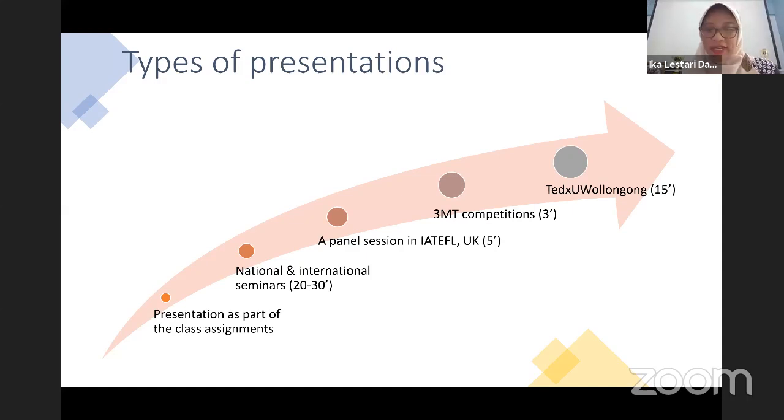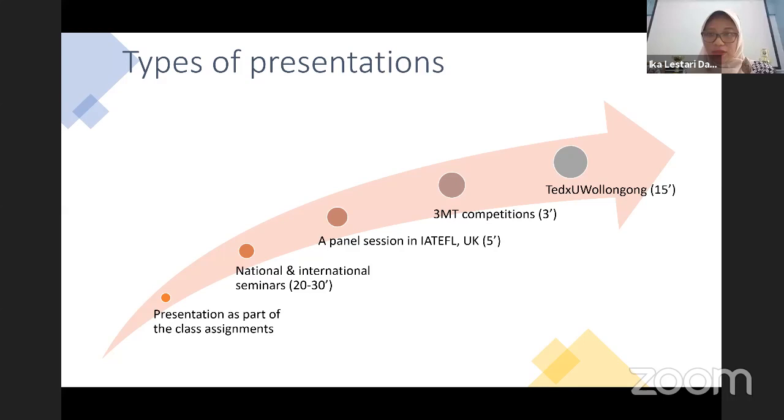And years later, I joined this competition, the 3-minute thesis competition. It's where I need to present my research, at that time my PhD research, which is very big and has lots of things that I want to talk about, but I need to present that in 3 minutes. So that's very challenging. And then the next experience is when I was invited to present at TEDxUOW Wollongong. At that time, the presentation lasted for about 15 minutes.